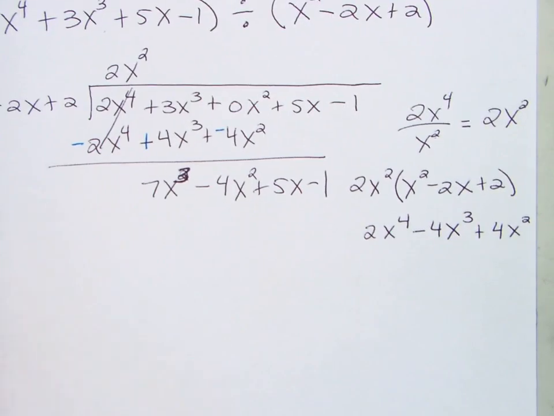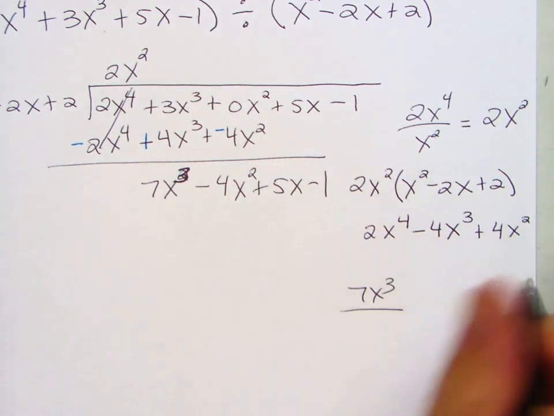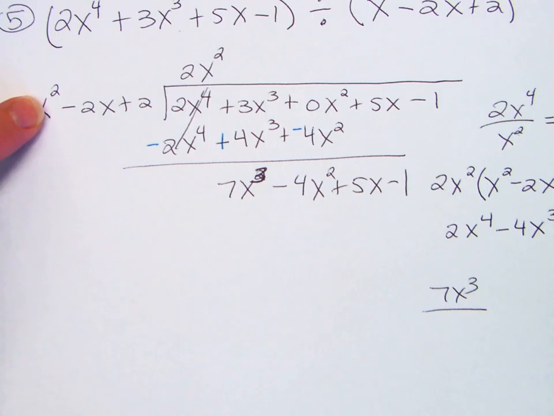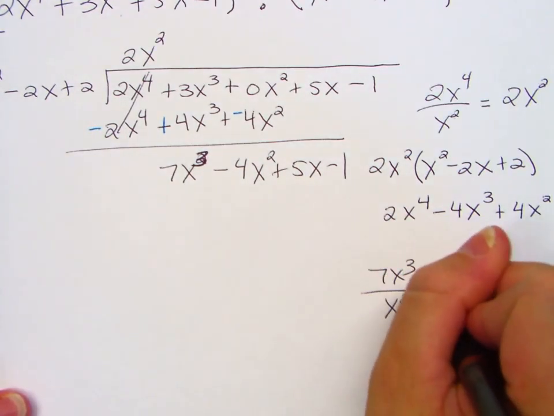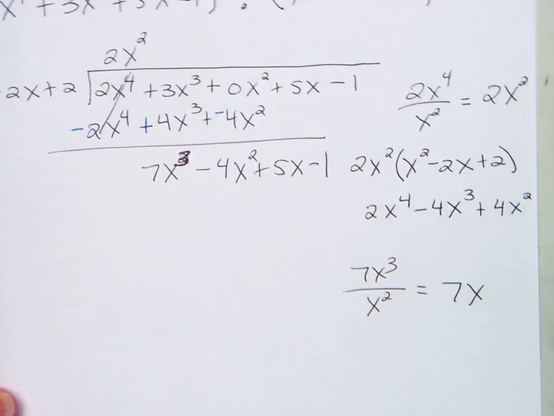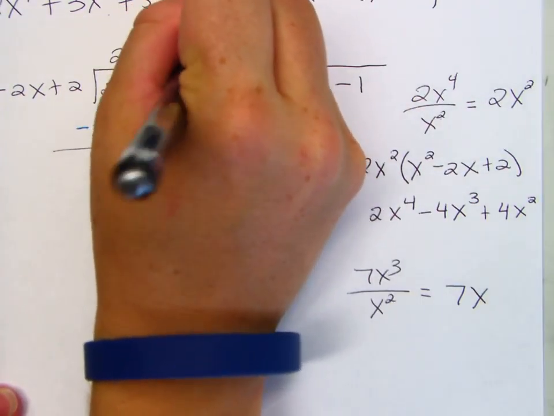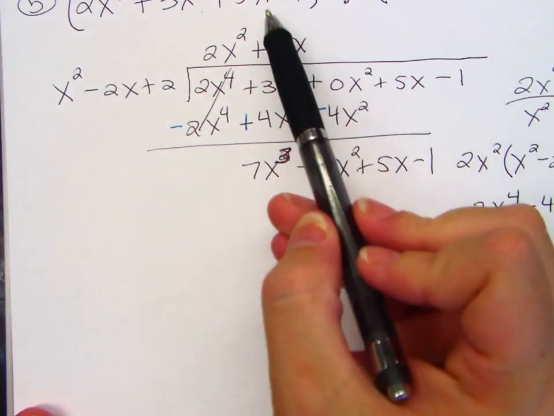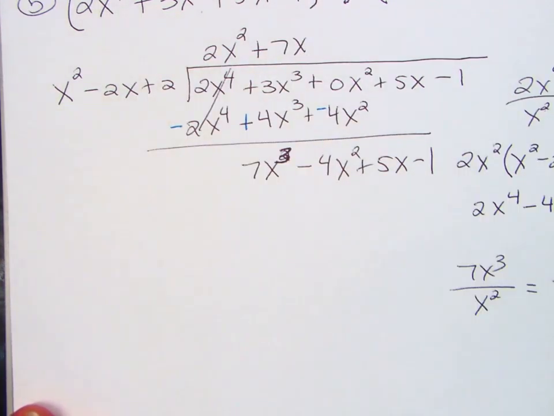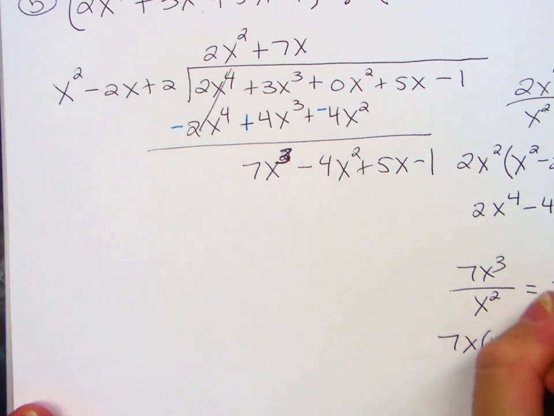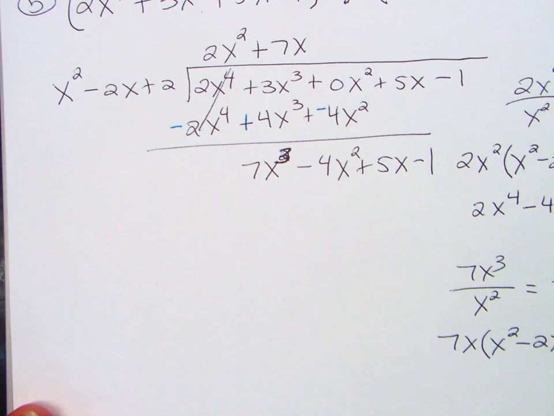7x cubed is the highest power. We're dividing by the highest power on the outside, which is x squared. You get 7x. Okay, 7x. Now we're distributing 7x times the trinomial. 7x times x squared minus 2x plus 2. Distribute. 7x cubed minus 7 times 2 is 14. X times x is x squared plus 7x times 2 is 14x.